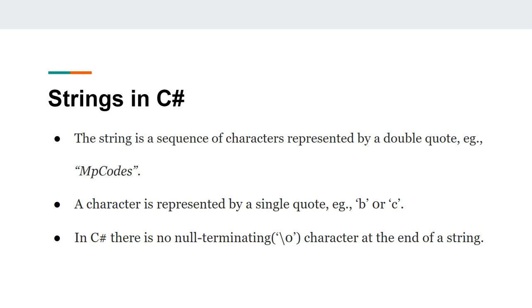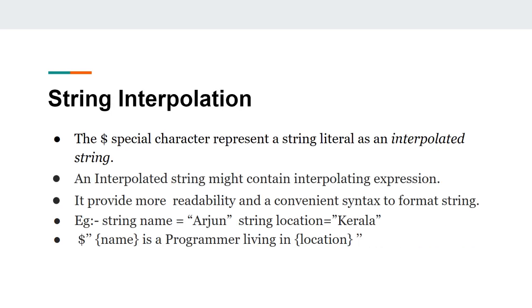Strings in C#. A string is a sequence of characters represented by double quotes. For example, the string "MP" we can enclose in double quotes. A character is represented by single quotes. In C#, there is no null termination character at the end of the string.